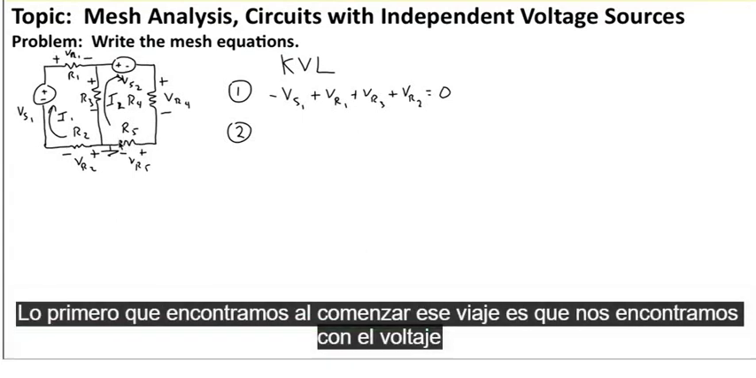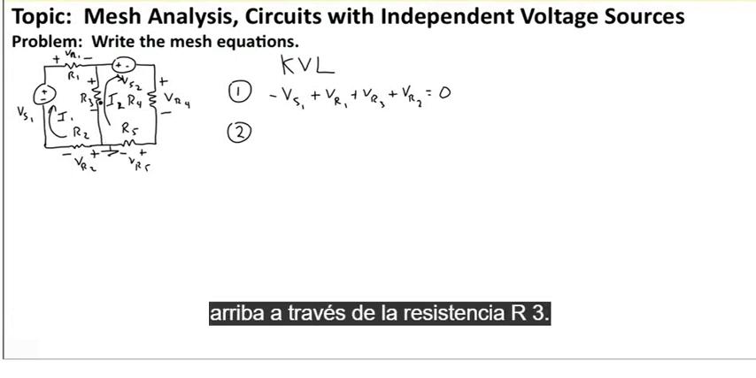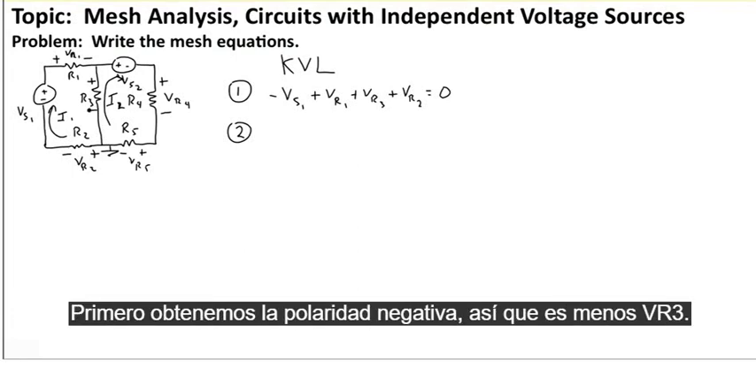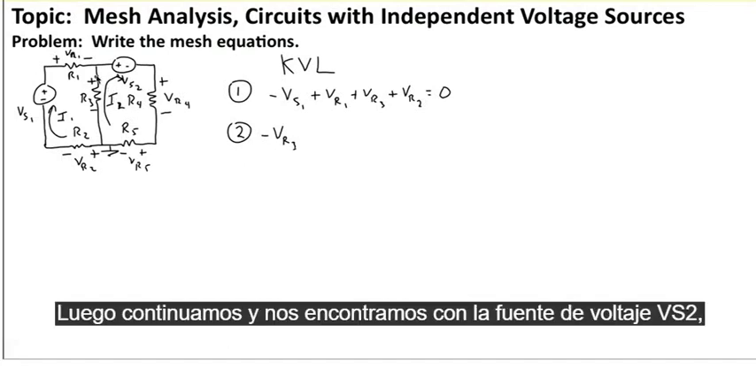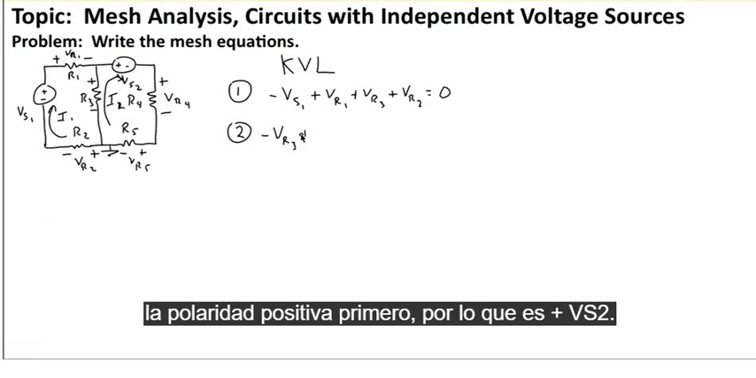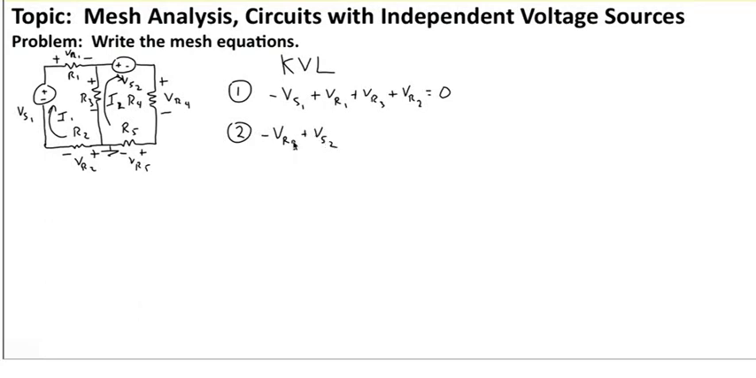Sometimes, and many times, it's easier to write these mesh equations or loop equations thinking of each loop current as being a positive current, and the associated current with the loops that are joining that loop that we're adding up as a negative current. The first thing we encounter as we start this journey is the voltage drop across resistor R3. We get the negative polarity first, so it's minus VR3. We then continue and encounter voltage source VS2, the positive polarity first, so it's plus VS2. Then 3K times I3, which is positive in loop 3, minus I2, which is flowing in the opposite direction of the positive I3 current.